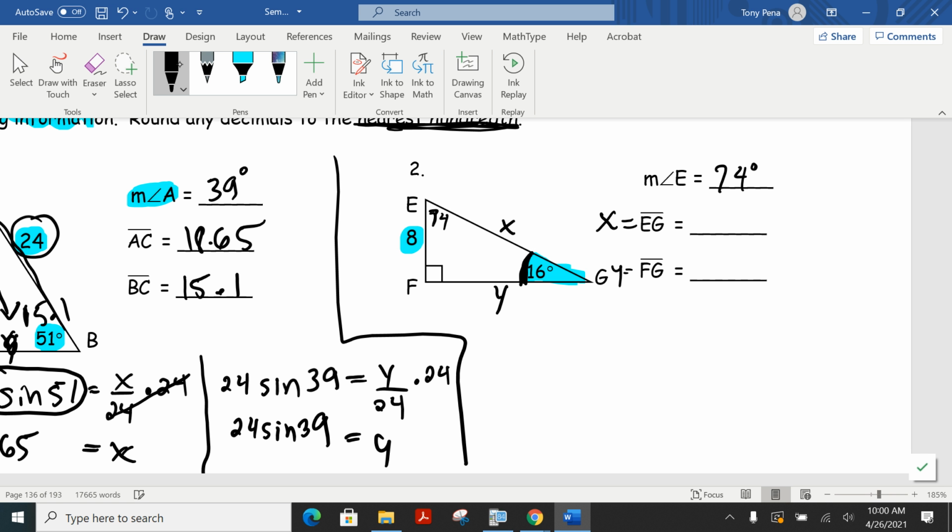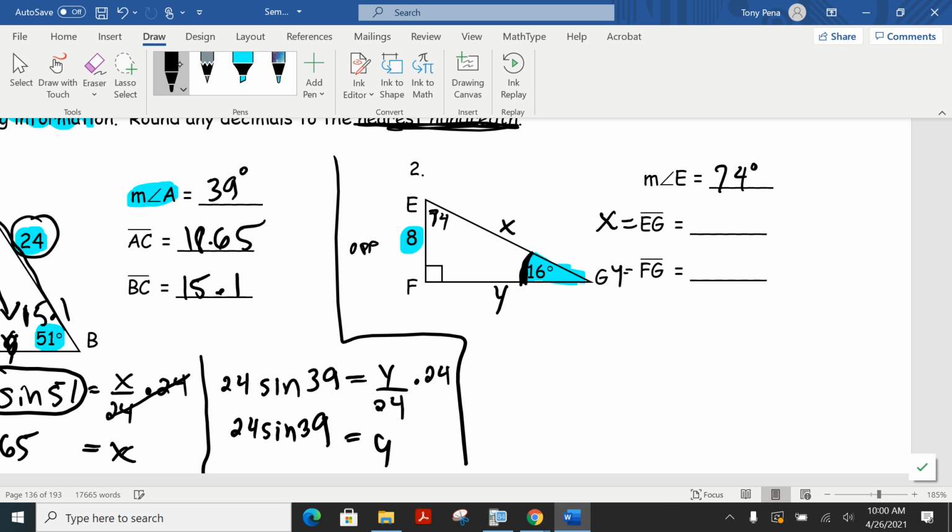In relationship to 16, the 8 is the what? Adjacent, opposite, or the hypotenuse? So 8 is what compared to the 16? Is it adjacent, the hypotenuse, or the opposite side? Isn't that the opposite? Good. At home and in here, everybody's saying that's the opposite. So we know this is the opposite side of 16.